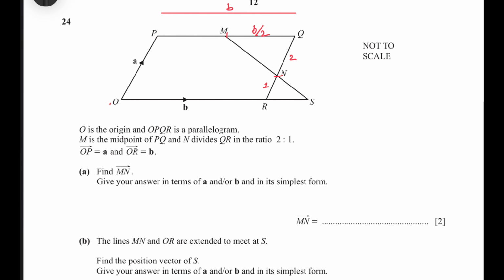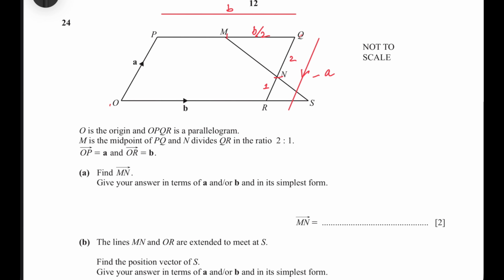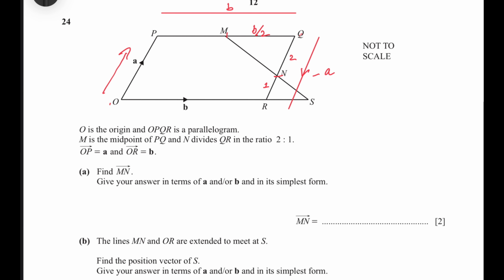Now what is QN? When we are talking about QN, its direction is in this direction. QN is basically, total QR will be minus A, because as you can see, the direction of A is in this one and this is the downward direction. Now what will be QN? We know the ratio 2 is to 1, so 2 plus 1 is 3. So this is 2 by 3A but negative, and NR will be minus A by 3.